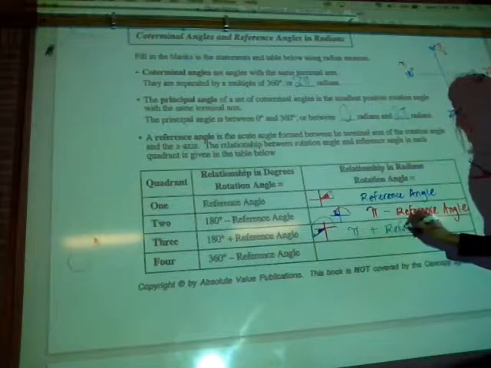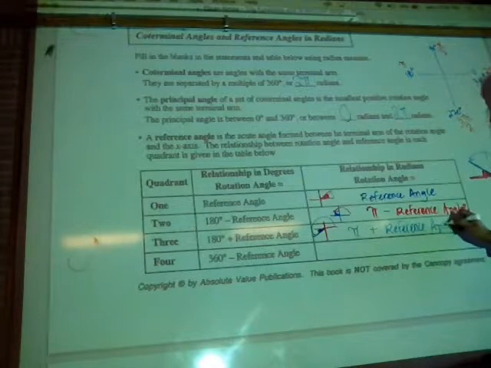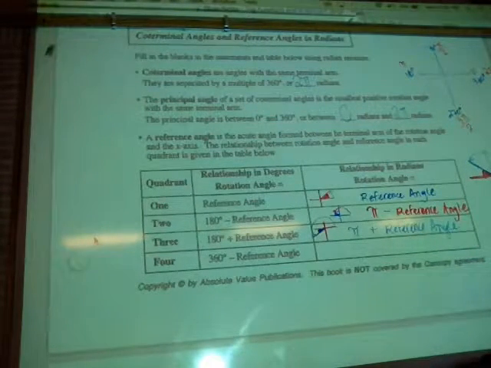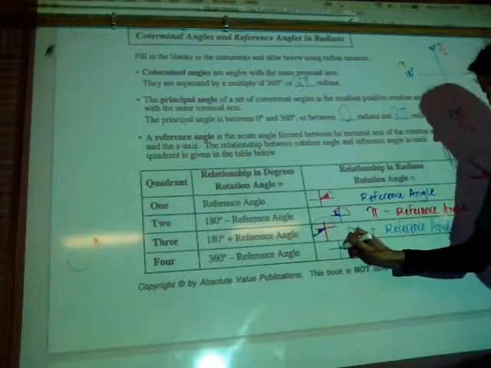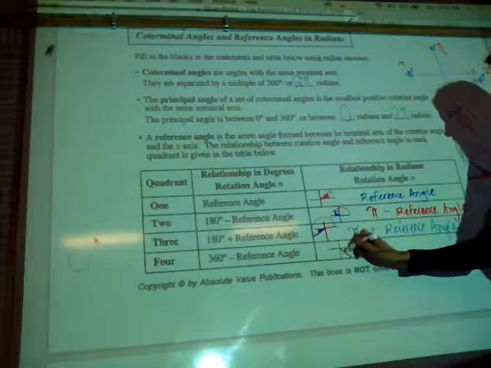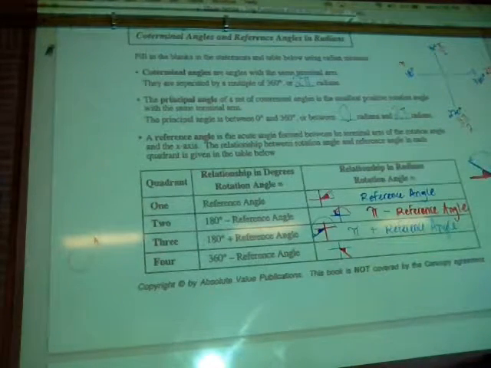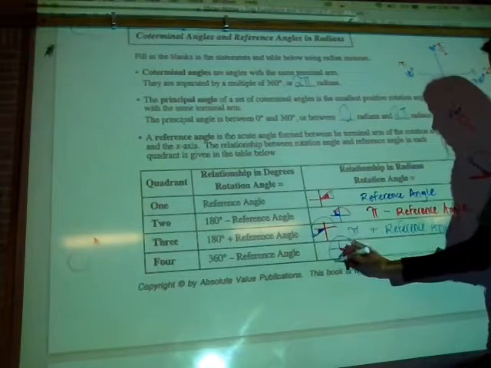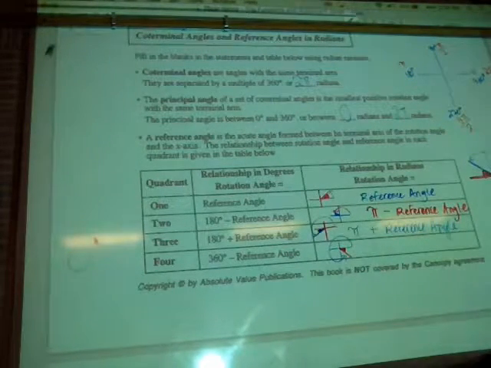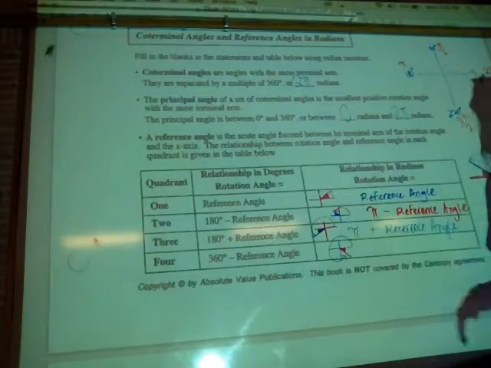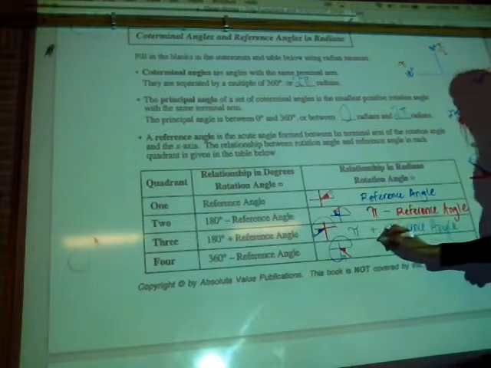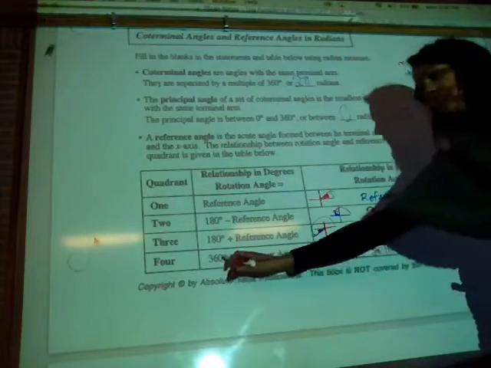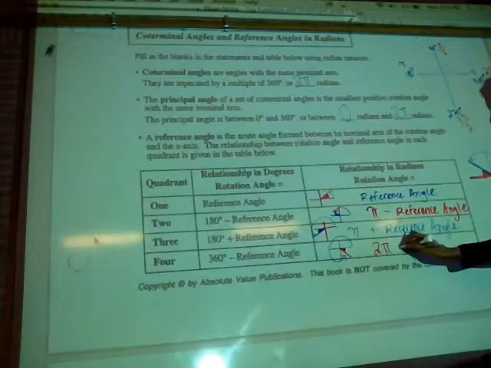And lastly, if we're in quadrant 4, and your terminal arm terminates in quadrant 4, you will have a reference angle here. So how are we going to figure out the rotation angle from 0 to that arm? Well, it's given to you. 360 degrees minus your reference angle. So in terms of radians, we would have 2 pi. Okay, 2 pi radians minus your reference angle.